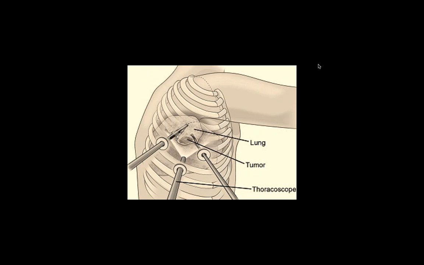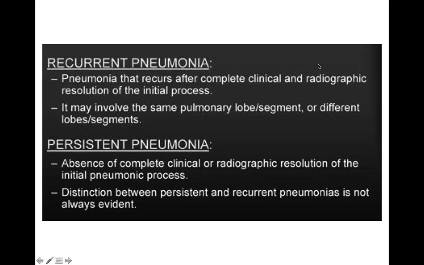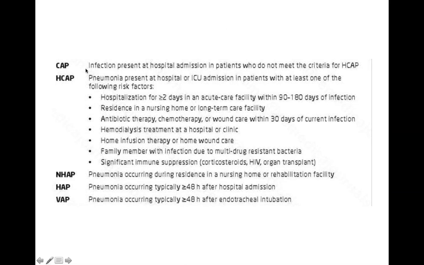Okay, next we come to ventilator associated pneumonia or healthcare associated pneumonia. We did this earlier also. Healthcare associated pneumonia may be nursing home or hospital acquired pneumonia or ventilator associated pneumonia. It occurs 48 hours after hospital admission. Community acquired pneumonia is the one which we get from the community.